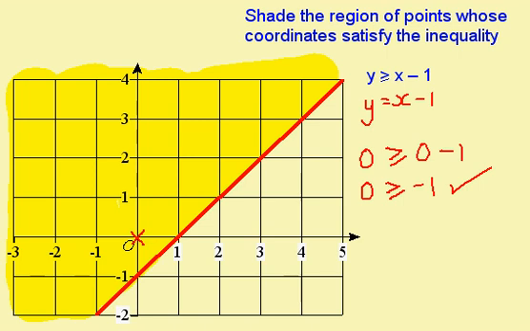Out of interest, if I'd have chosen a point in the wrong region, such as this point, 4, 0, I would have had the following. Y equals 0, greater than or equal to x, which is 4, minus 1. This gives me 0 is greater than or equal to 3. Clearly this is incorrect. 0 is not greater than or equal to 3, so I've chosen a point in the wrong region.